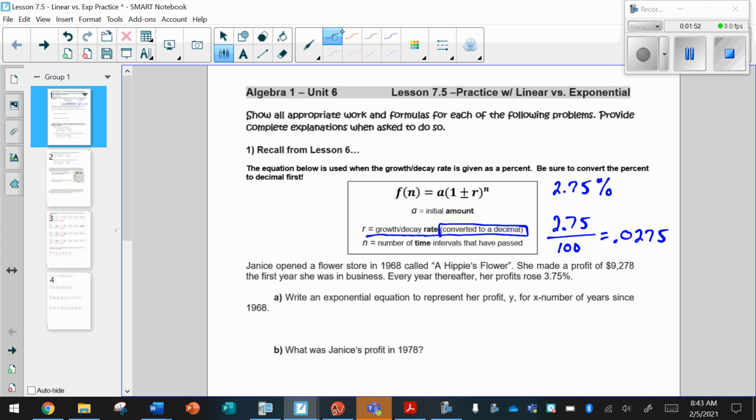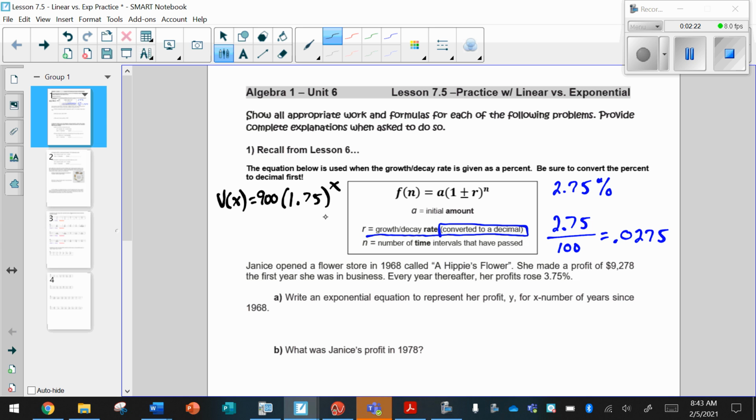Why don't I just give you a quick example about what I'm talking about? Let's say I gave you a formula for finding the value of some item and it looked like this. And I ask you, what is the percentage rate and is it a growth or a decay? You should be able to tell right away that it is a growth because the number in the parentheses that has the exponent is greater than 1, so this would be a growth.